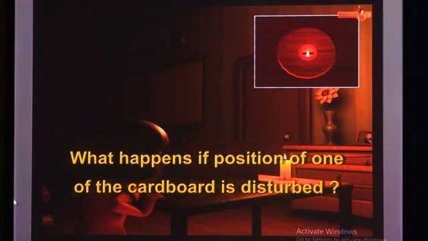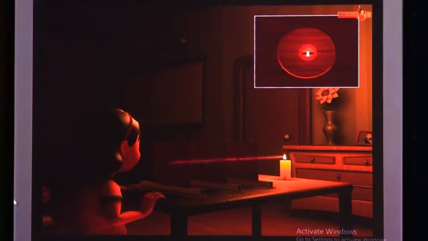What happens if the position of one of the cardboards is disturbed? If the position of any of the cardboards is disturbed, we will no longer be able to see the candle flame. Again, on placing the cardboard in its original position, the candle flame can be seen. This property of light to travel in a straight line is called rectilinear propagation of light.